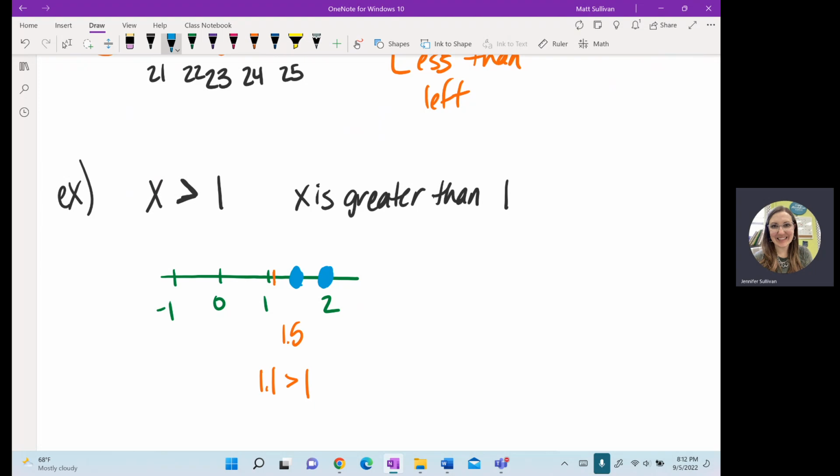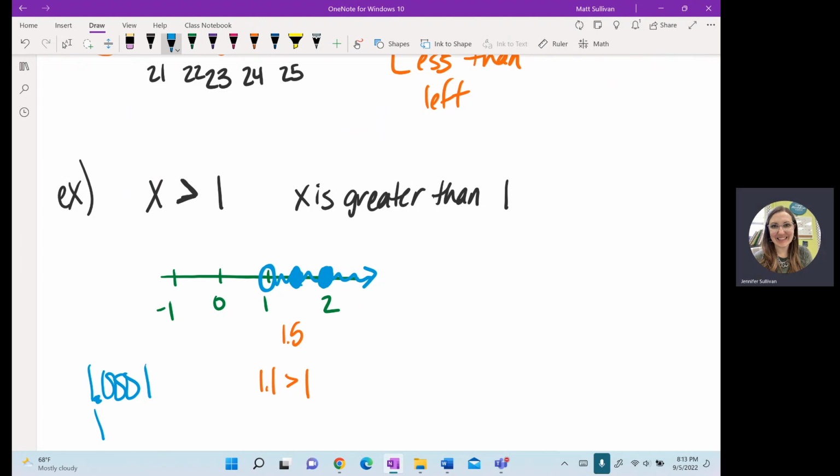What about 1.1? Is 1.1 greater than 1? It sure is. What makes these challenging to graph is that I want every single number right up until I get to the number 1. So I want 1.0001 to be included in my solutions and therefore included in my graph. But I cannot have the number 1, because 1 is not greater than 1. 1 is equal to 1. So we use this open circle to show that we want everything right up until the whole number. And then we're going to shade to the right.